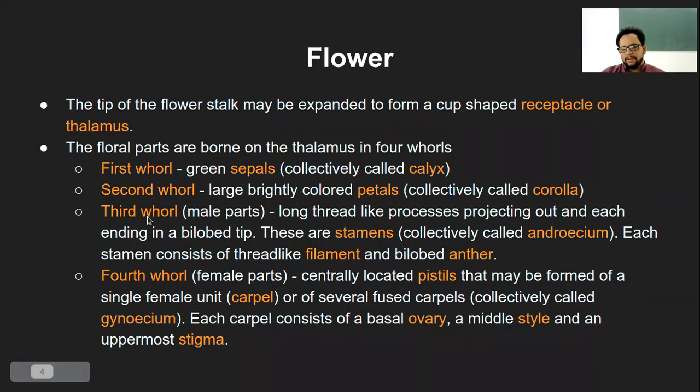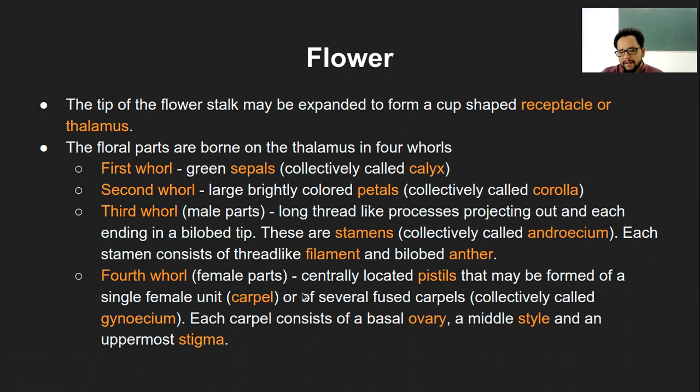So that is the third whorl, which has the stamen, and the stamen consists of filament and anther. Now the fourth whorl is the female reproductive structure, which is centrally located, usually at the center of the flower. These are also called pistils. Centrally located pistils may be formed of a single female unit, which is called a carpel.